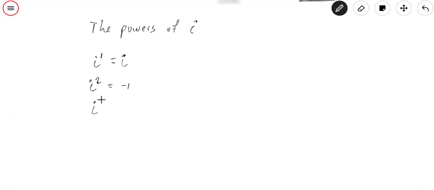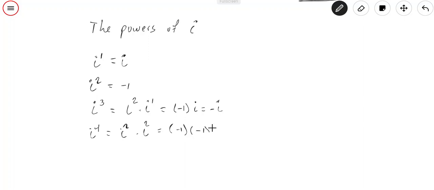So if we have i to the third, using the property of exponents, you can break it down into i squared times i to the 1. So this is -1 times i to the 1, which is i. So this is the same as -i. i to the fourth power would be i squared times i squared. So it would be -1 times -1, so it would be +1.